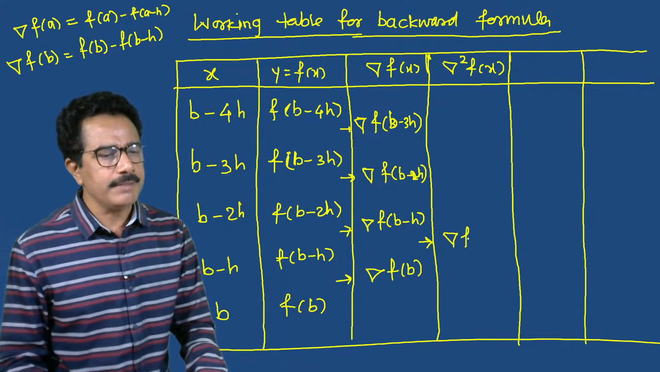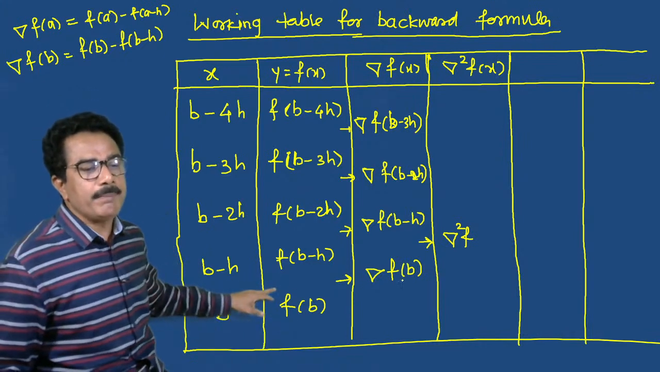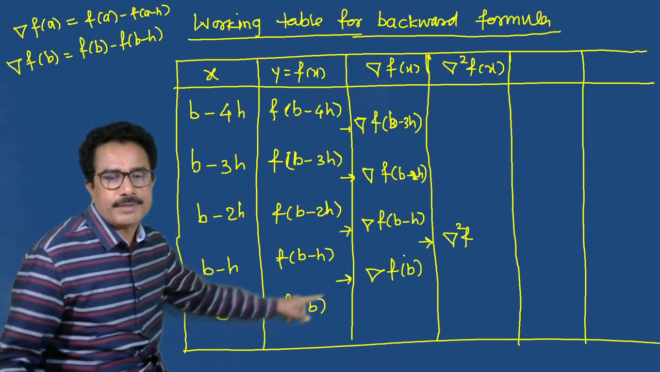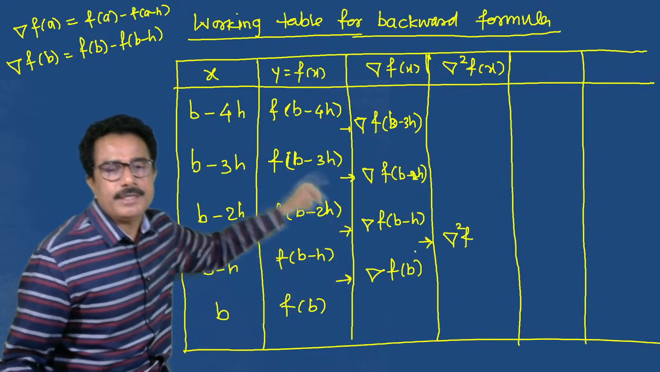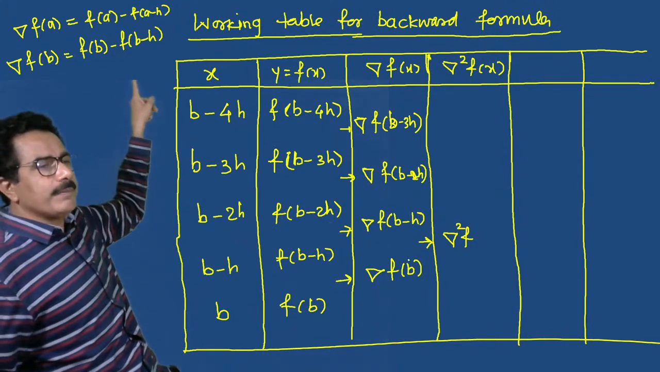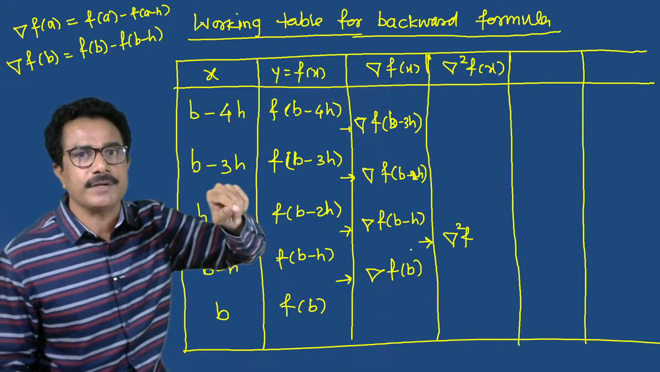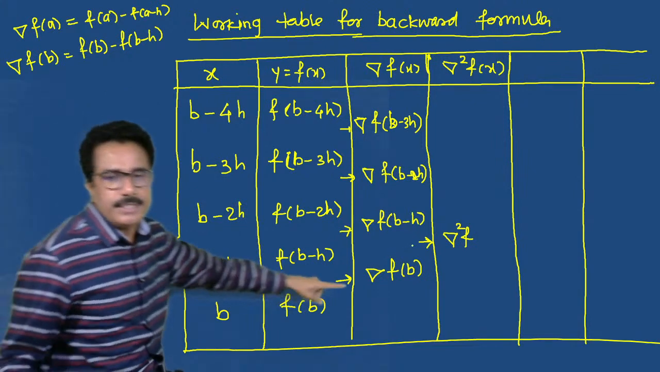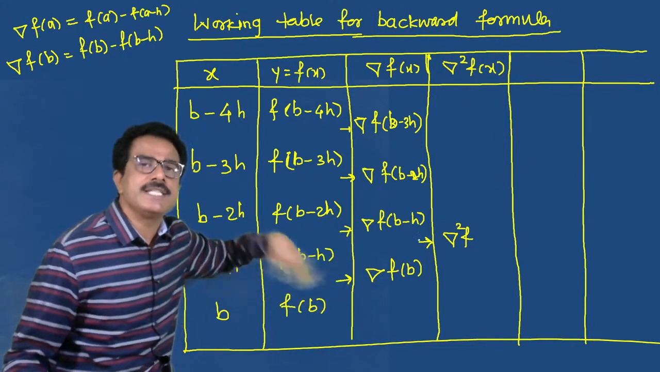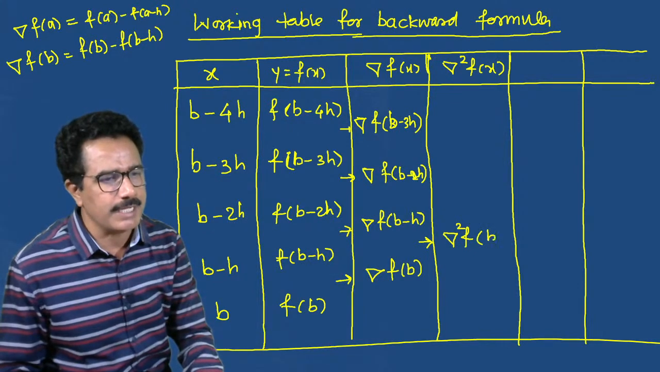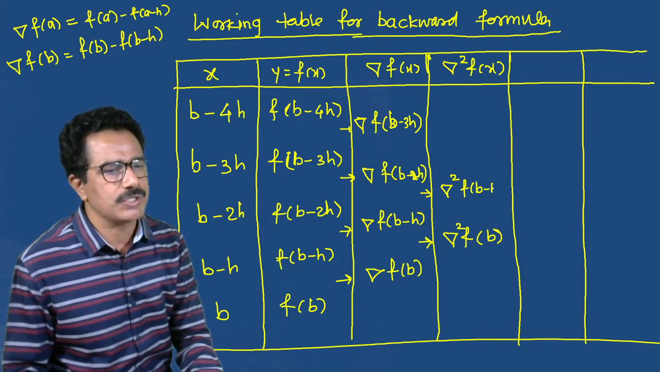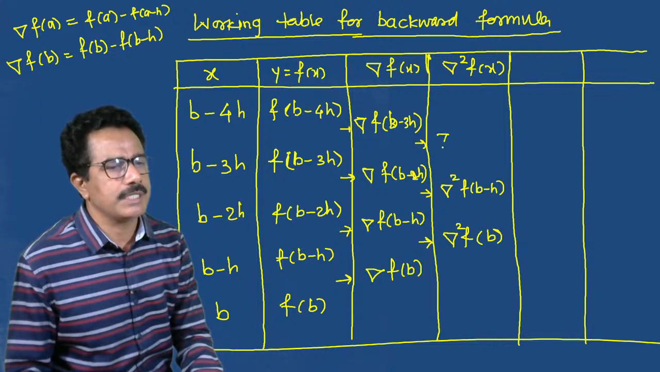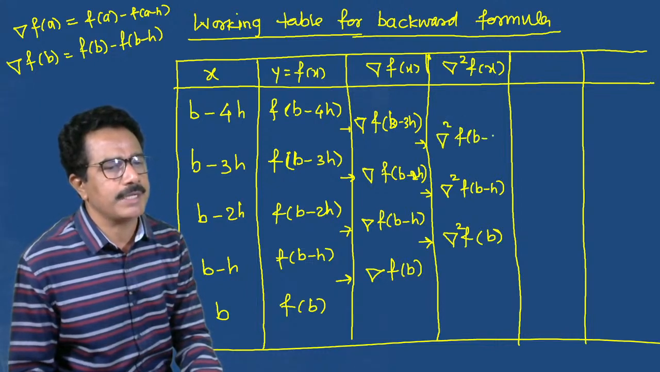Del f of b, so we get, now f of b minus f of b minus h, see this, del f of b minus del f of b minus h. F of b minus f of b minus h means first forward difference. Again, the difference of first forward difference is second forward difference, means del f of b. This will give del square f of b minus h. This will give del square f of b minus 2h.